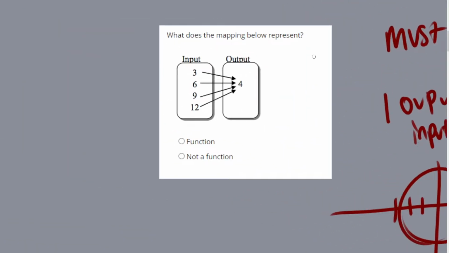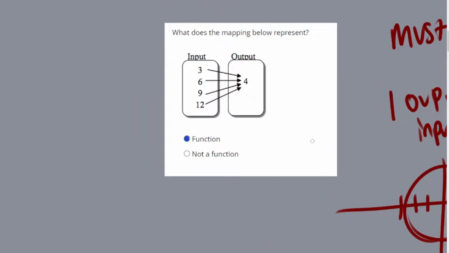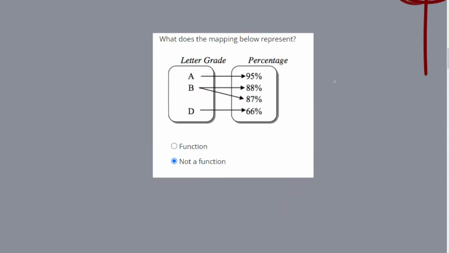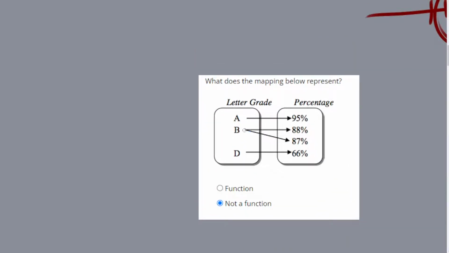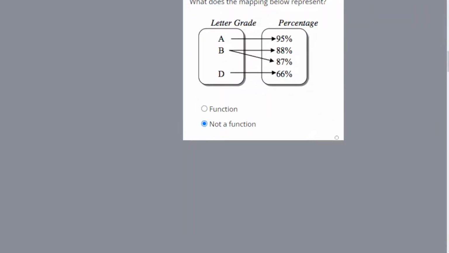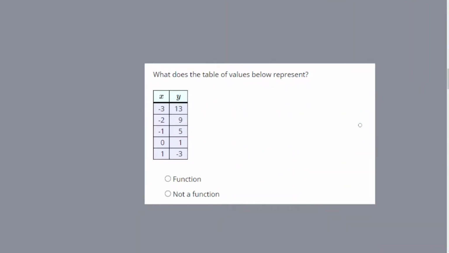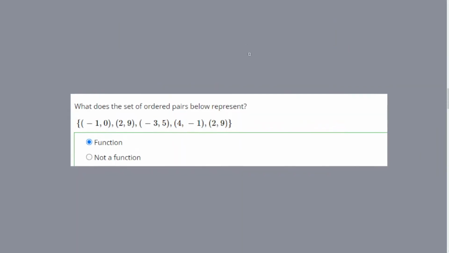So in this case, these inputs all have one output. So this is a function. It would work. This one's kind of tricky. This input has two outputs, and that means it is not a function. That does not work. This one, we have to see which things we have. All of these inputs are different, and all of these outputs are different, so it's a function.